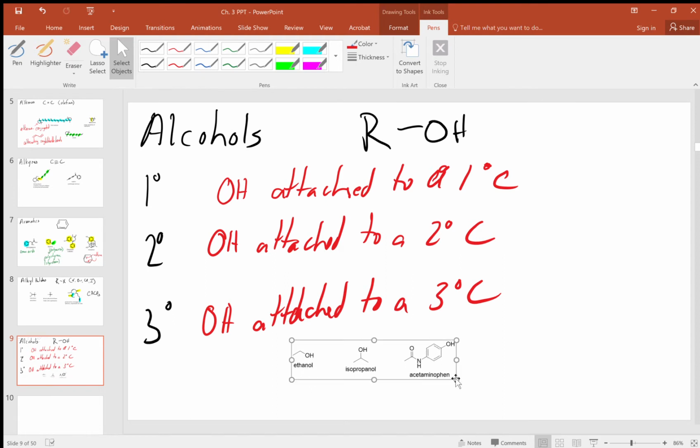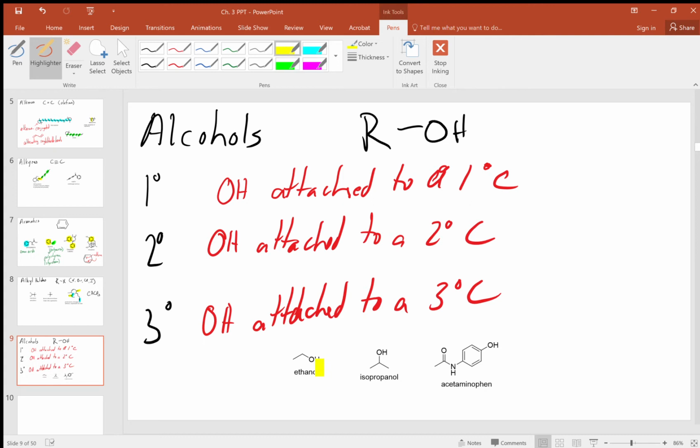So on the left we have probably our most well-known or our most common alcohol. That's ethanol. That's the kind that is in alcoholic beverages. Isopropanol is rubbing alcohol. And this molecule, which you can see has an aromatic ring with an alcohol, is acetaminophen, or the active ingredient in Tylenol.